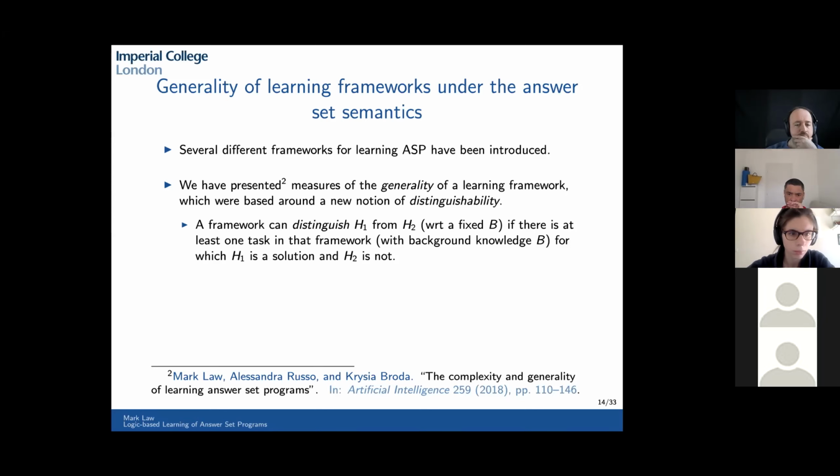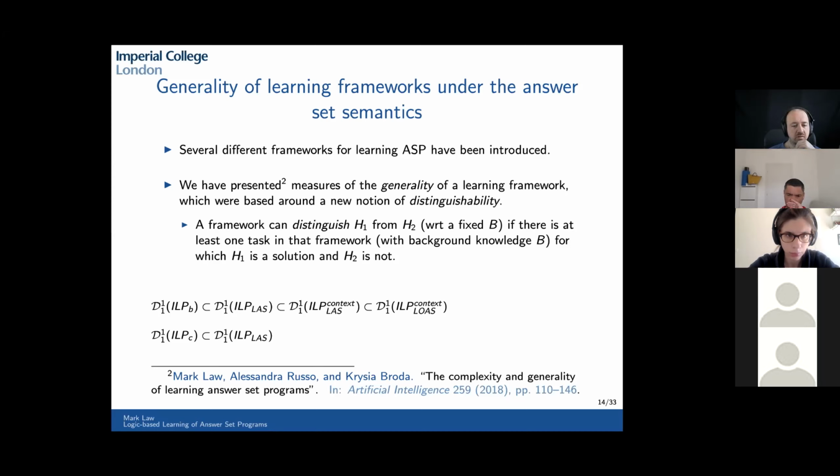The way that we did this was we defined a new notion called distinguishability. We say that a framework can distinguish one hypothesis from another hypothesis with respect to some fixed background knowledge if we can produce a learning task in that framework with that background knowledge such that the first hypothesis is a solution and the second is not. Because if we can do that, it means that if we have a perfect system for that learning framework and we're given sufficient examples, for instance, the ones in the learning task that we've produced, we are able to distinguish the first hypothesis from the second.